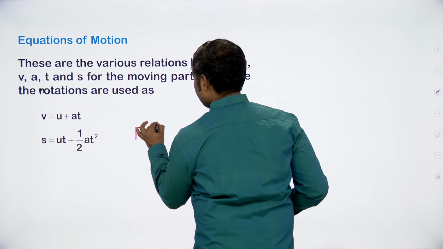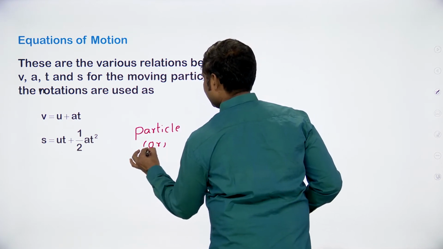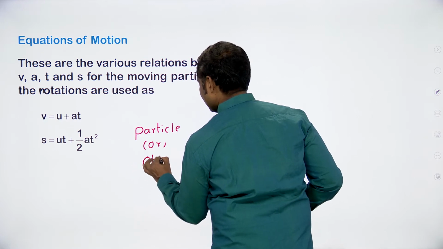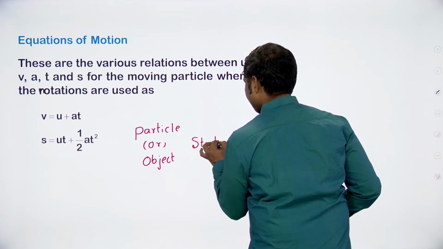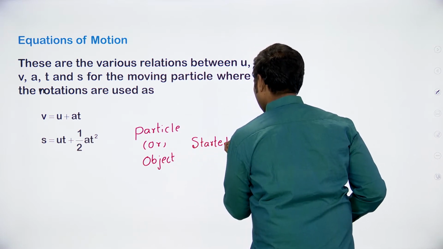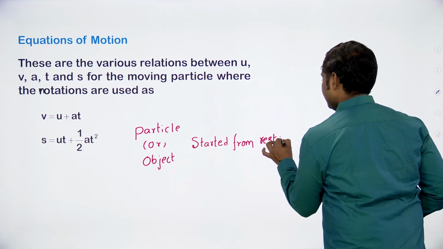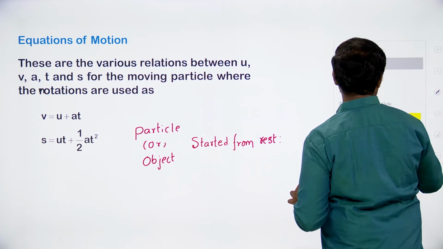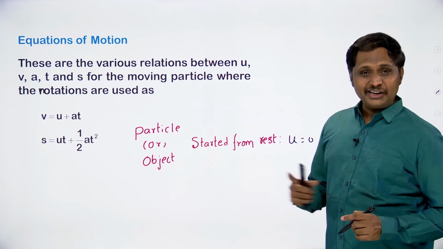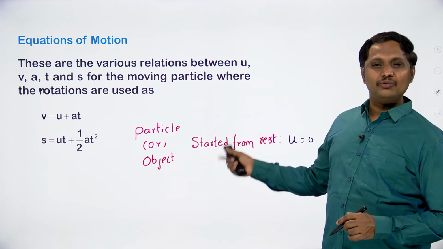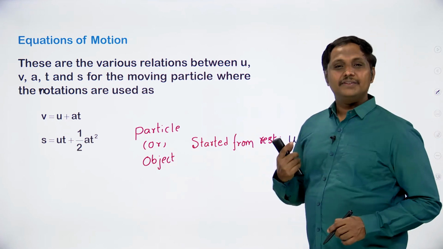If the object started from rest, then we would like to consider its initial velocity u is equal to 0, no doubt at all. We would like to calculate the vertical displacement also. We have to use this one, horizontal and vertical. We would like to go for this, all right.